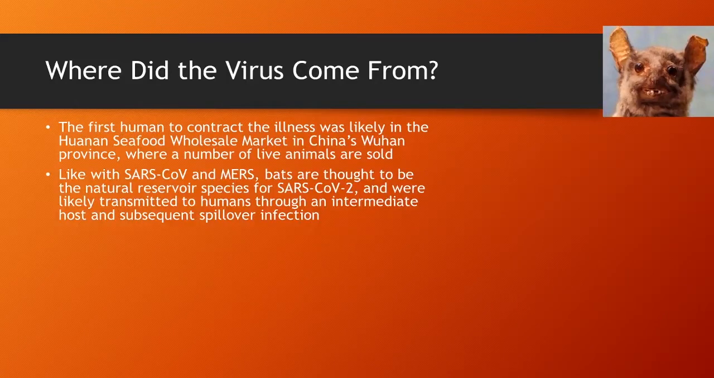That's what happened with SARS-CoV. SARS-CoV, their intermediate host was identified as the civet, which is kind of a really cute little jungle cat. And MERS-CoV, it was camels that were the intermediate host. So we're trying to figure out what the intermediate host for SARS-CoV-2 is.